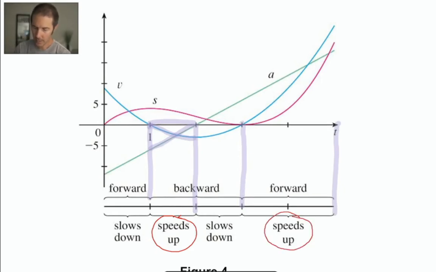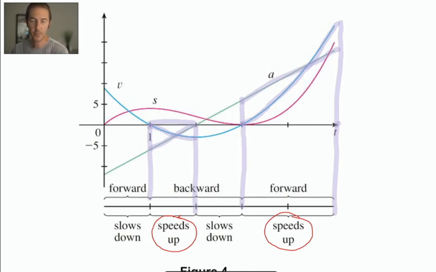So we're also speeding up from where t equals 3 to t equals 5, and that is because on that interval, our acceleration line is above the t-axis and our velocity curve is above the t-axis. So acceleration and velocity are both positive, means we're speeding up in the positive direction. When they're both negative, it means we are accelerating or speeding up in the negative direction.